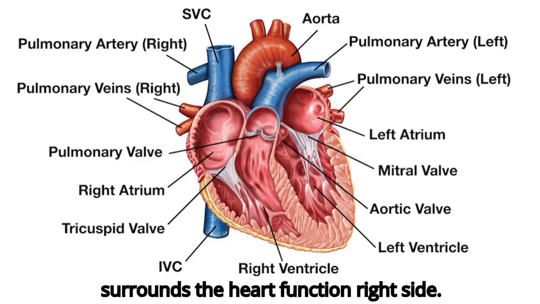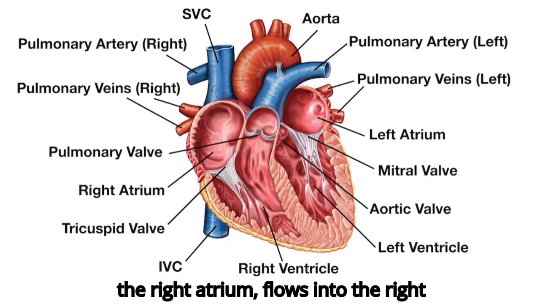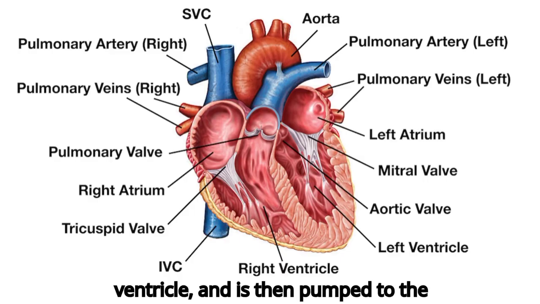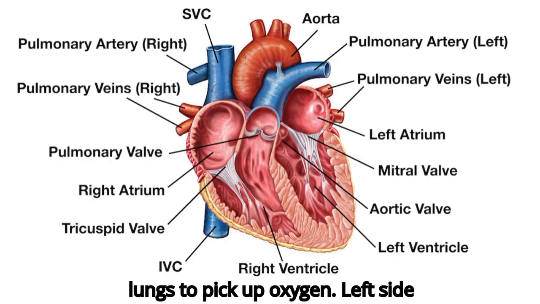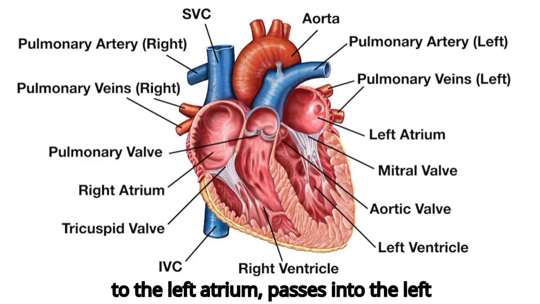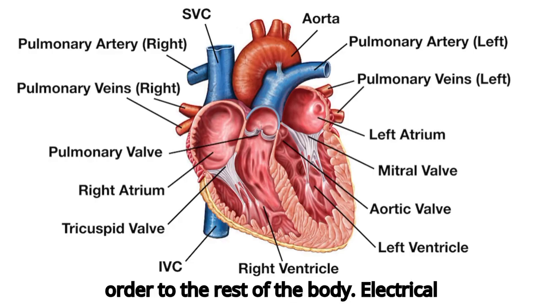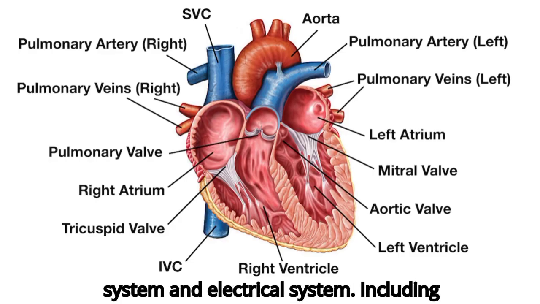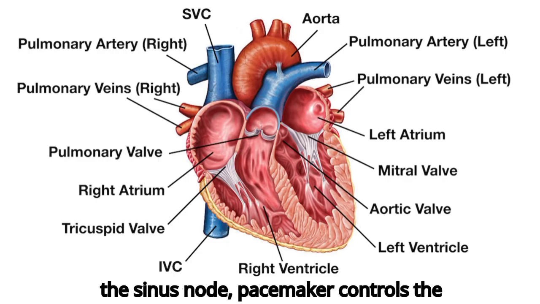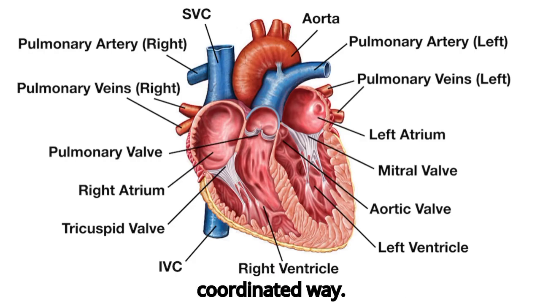Function. Right side: deoxygenated blood from the body enters the right atrium, flows into the right ventricle, and is then pumped to the lungs to pick up oxygen. Left side: oxygenated blood returns from the lungs to the left atrium, passes into the left ventricle, and is pumped through the aorta to the rest of the body. Electrical system: an electrical system, including the sinus node, the pacemaker, controls the heart's rate and rhythm, causing the chambers to contract and relax in a coordinated way.